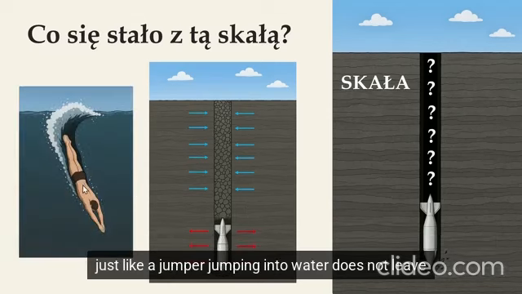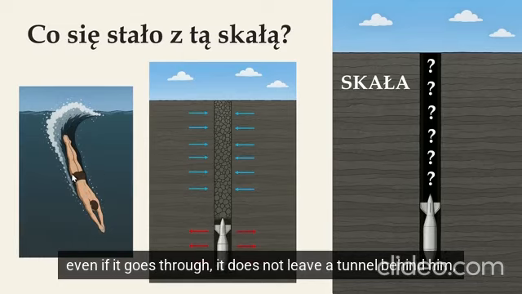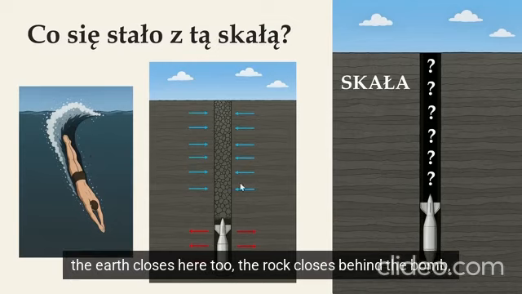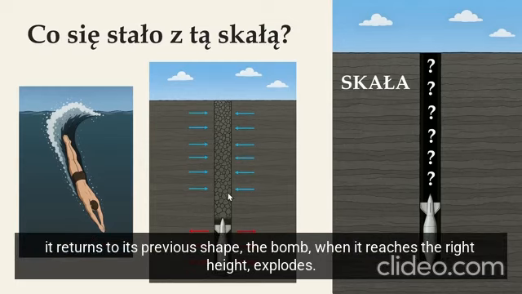Just like a jumper jumping into water does not leave a tunnel in the water behind him, or a bullet passing through a body. Even if it goes through, it does not leave a tunnel behind him. The tissue closes, the water closes. The earth closes here too, the rock closes behind the bomb. Slightly changed, crumbled, but as a result of these expanding forces, it returns to its previous shape. The bomb, when it reaches the right height, explodes. Thank you for your attention.